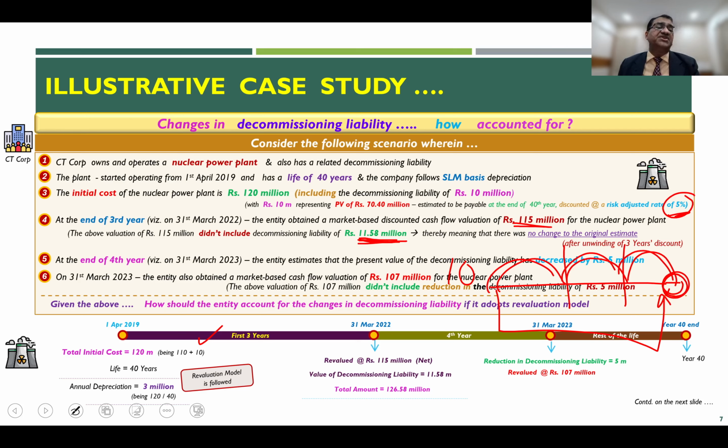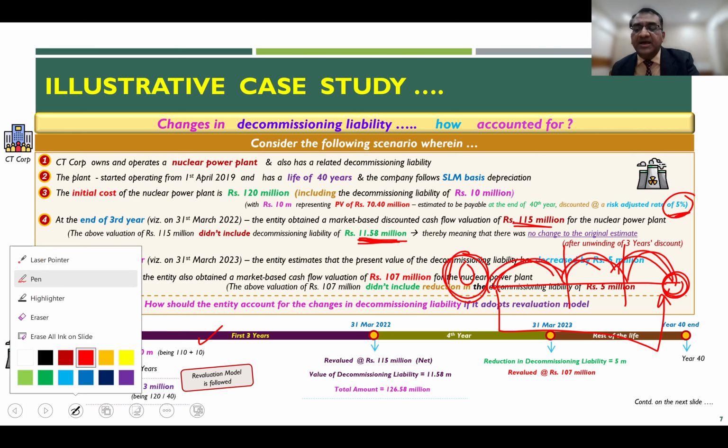Even if there is no change in the present value of the decommissioning liability, this balance will change because of the unwinding effect. I'll explain this to you in the next slide.